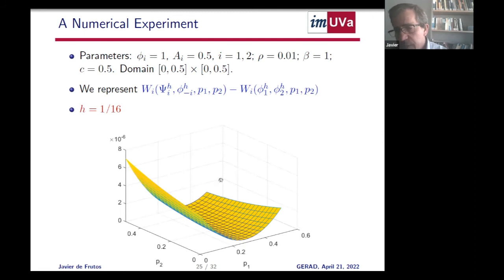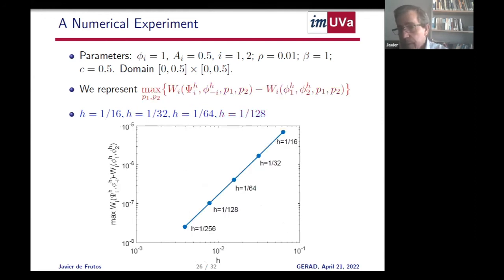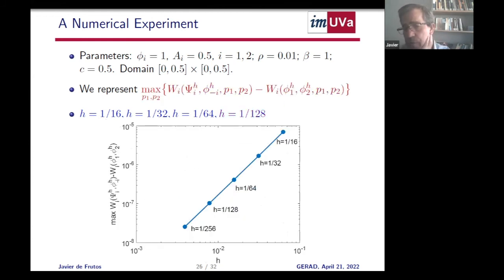I represent that for several values of the time step. Here is this error function for h equal to 1 over 16. The next pictures show the error that we commit for the time steps 1 over 32, 1 over 64, 1 over 128. As we can see, this error is going to zero smoothly. If we represent the maximum value of this error in the domain of interest, we have this line, the maximum value for h equal to 1 over 16, 1 over 32, etc. And we can see that the error is going to zero smoothly, even with an order 2.